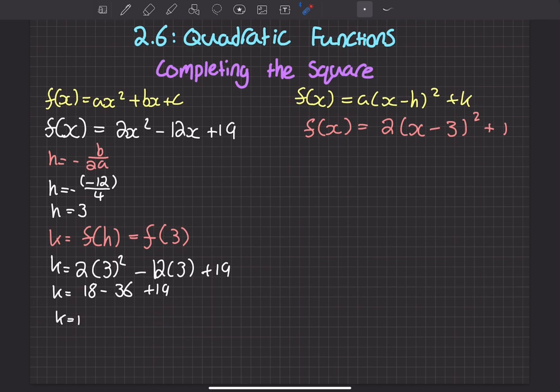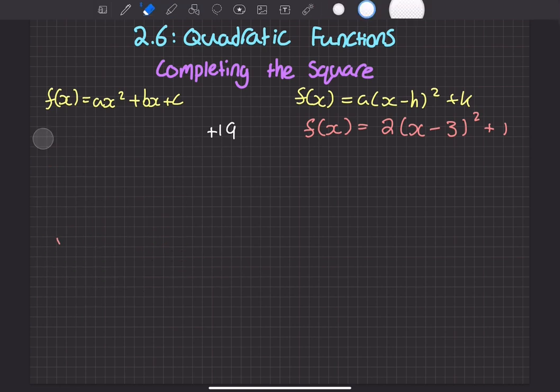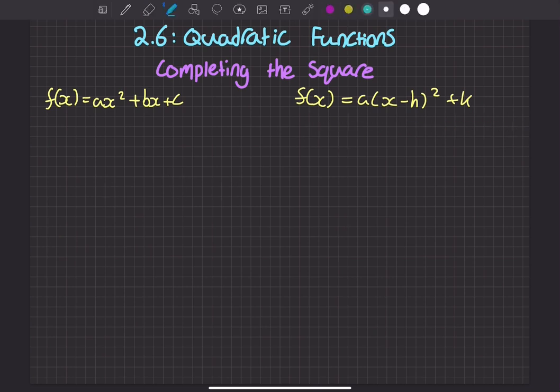But sometimes you'll start having fractions, they'll start getting complicated, it may start to look a bit ugly. So there's an easier, well, debatably easier method of going from standard form to vertex form. And this is called completing the square. And what you do is, if we put our function again, f of x equals 2x squared minus 12x plus 19. Now, the first step in completing the square is to isolate this x squared value here.